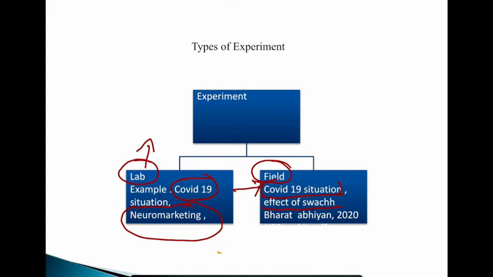So whenever we have this kind of thought in our mind, that I want to observe the situations and I want to conduct a certain experiment on the population covered for the research, in that case we go for these majorly two kinds of experiment. Maybe it is a lab or it is a field, depending again on the objective of the research.